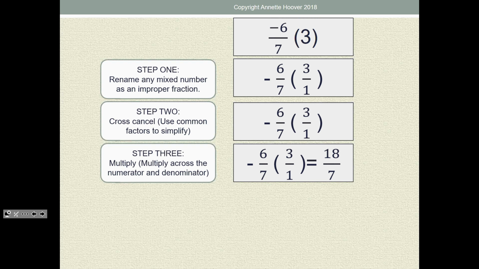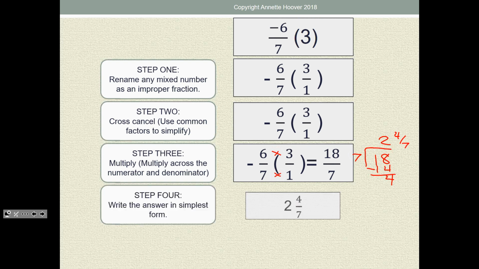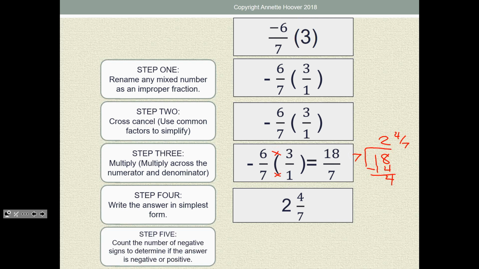So now we're ready to multiply across. 6 times 3 is 18. 7 times 1 is 7. That gives us 18 sevenths. 18 divided by 7 is 2. When you subtract, that gives you 4 sevenths. 2 and 4 sevenths. And we rewrite it as a mixed number. We look back, there was one negative, so our final answer is going to be a negative 2 and 4 sevenths.